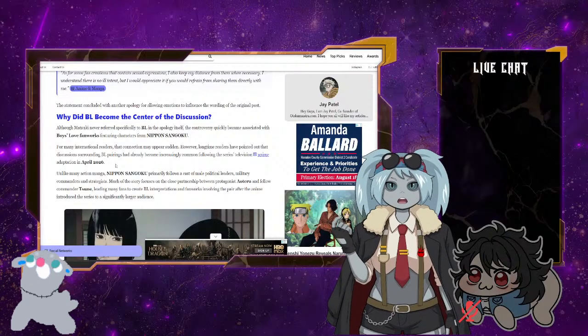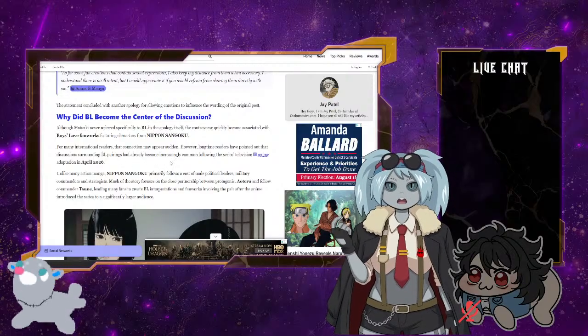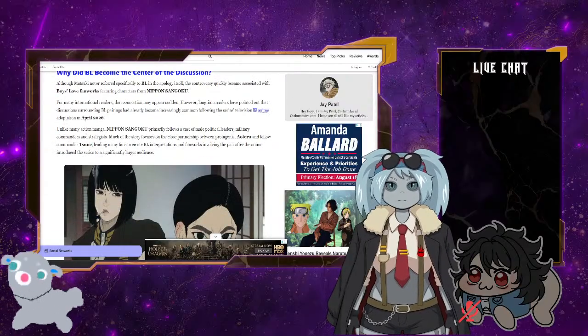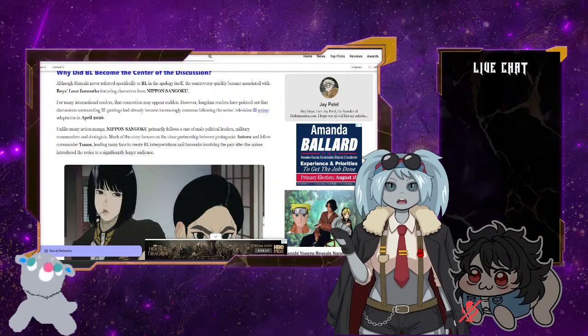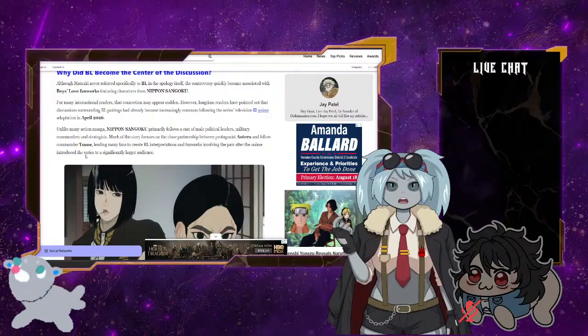For the average reader, the connection may appear sudden. However, long-time readers have pointed out that discussions surrounding BL pairings had already become increasingly common following the series' television anime adaptation of April 2026. Unlike the main action manga, Nabusuku firmly follows the cast of male political leaders, military commanders, and strategists. Much of the story focuses around close partnerships between the protagonist Toru and the follower commander Suno. I think I said that right. This led many fans to create Boys Love interpretations in fan works involving the pair after the anime introduced the series to a significantly larger audience.